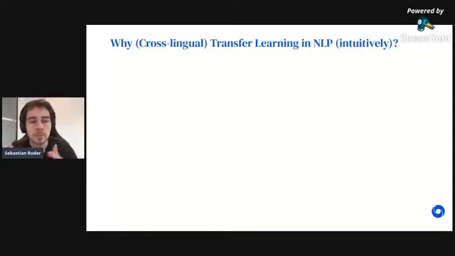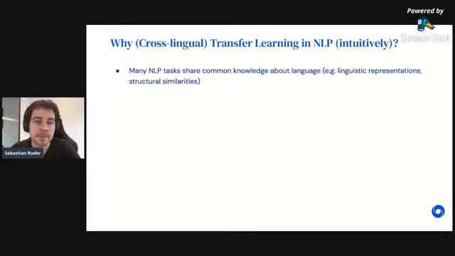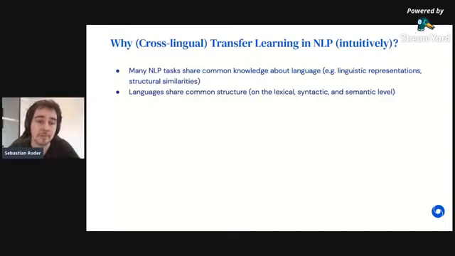Now we can motivate why we would like to transfer across different languages for different reasons. Personally, one way I'd like to motivate it is by putting it in the context of transfer learning more generally in NLP. If you've been following the recent developments in natural language processing, there have been a lot of recent successes in using methods to transfer or to learn from large amounts of unlabeled data. These methods are generally most useful when the tasks share some commonalities or some underlying knowledge. For language, that's often similar linguistic representations or tasks that have similar structural similarities. So maybe the tasks both require some reasoning on the semantic level.